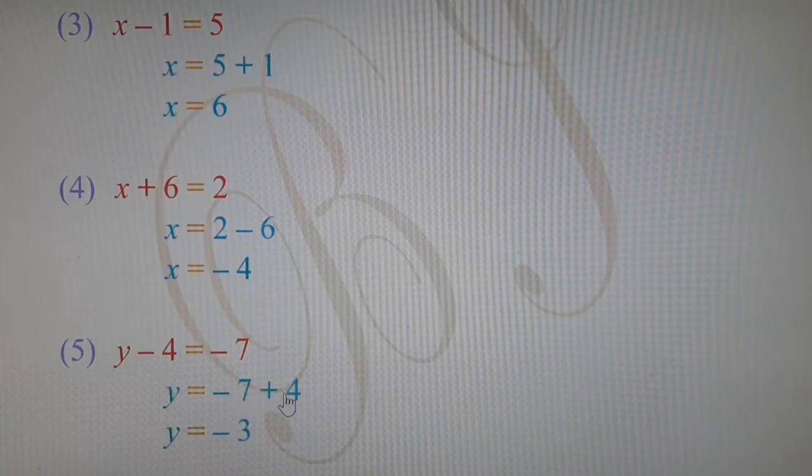So we are using the addition rule for integers, where 7 is negative and 4 is positive. Hence different signs, so we have to do the difference. 7 and 4's difference is 3. And we have to put the bigger number's sign. The bigger number is 7. It has a negative sign. So our answer will also have a negative sign. So y is equal to minus 3 will be our answer.